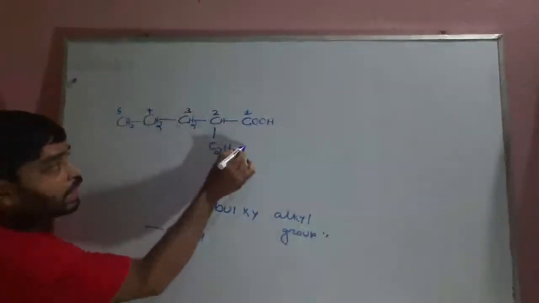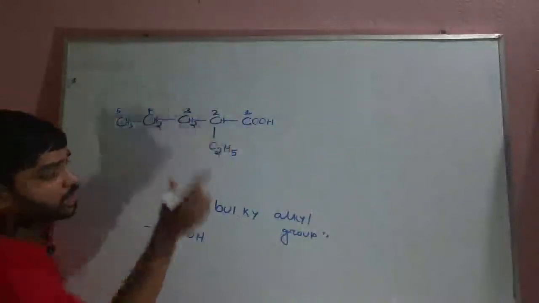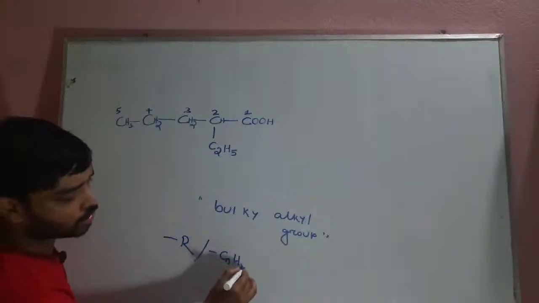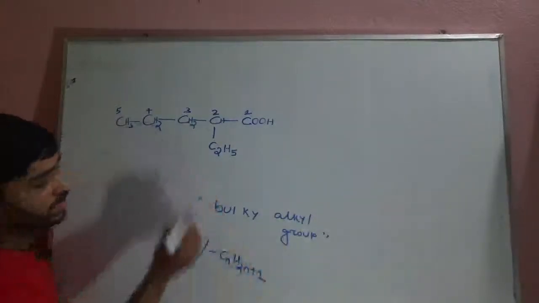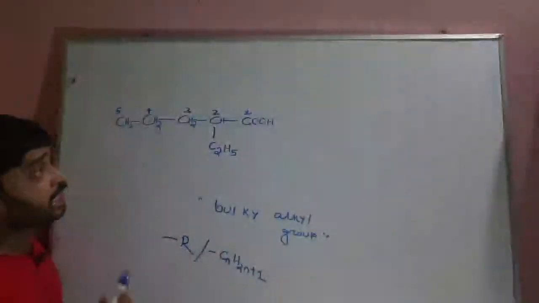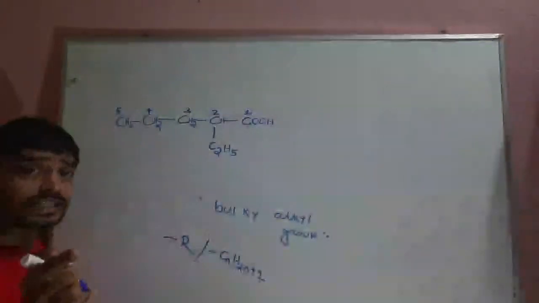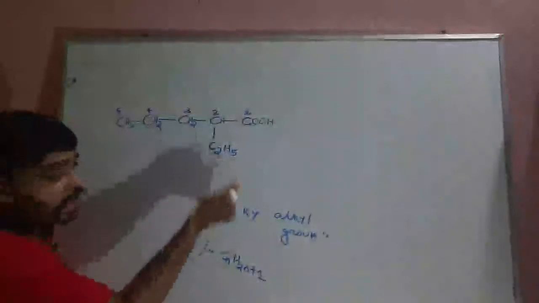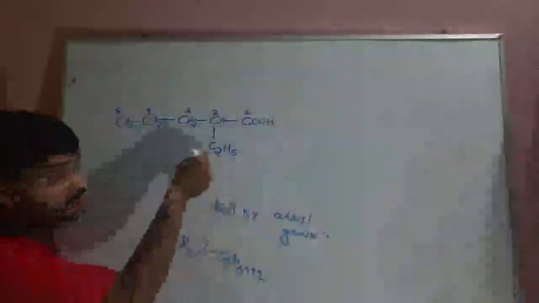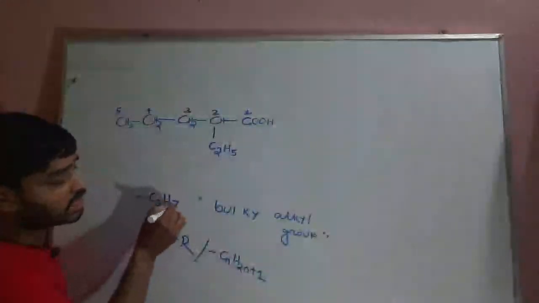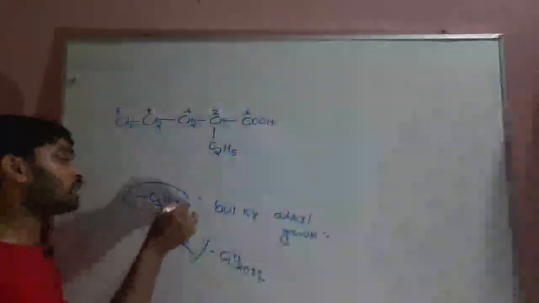So I have selected the longest continuous carbon chain. I have written the formula CnH2n+1. I have told n number of times. In this case, if I put 2 here, the alkyl group becomes C2H5. If the alkyl group contains more than 1 carbon, then for the value 3 it becomes C3H7, and it is called an alkyl group.